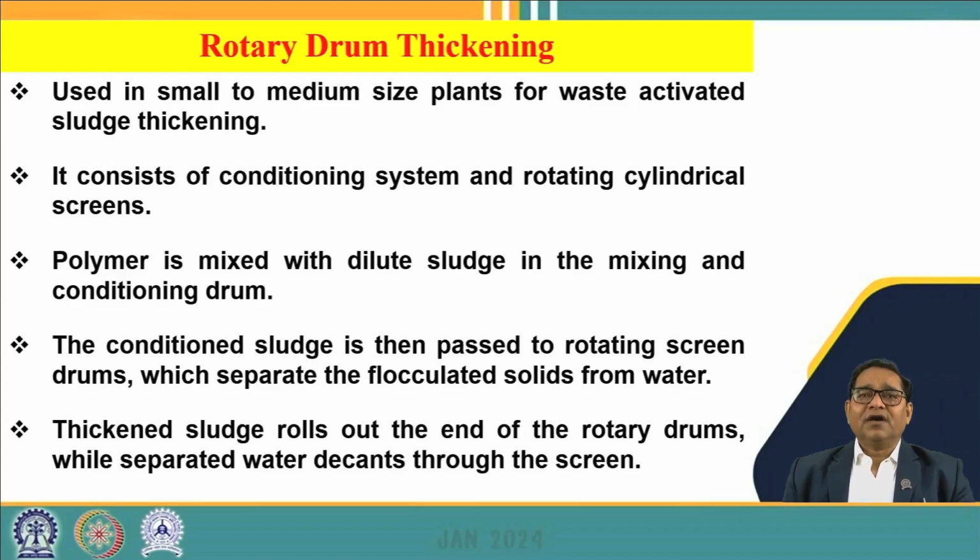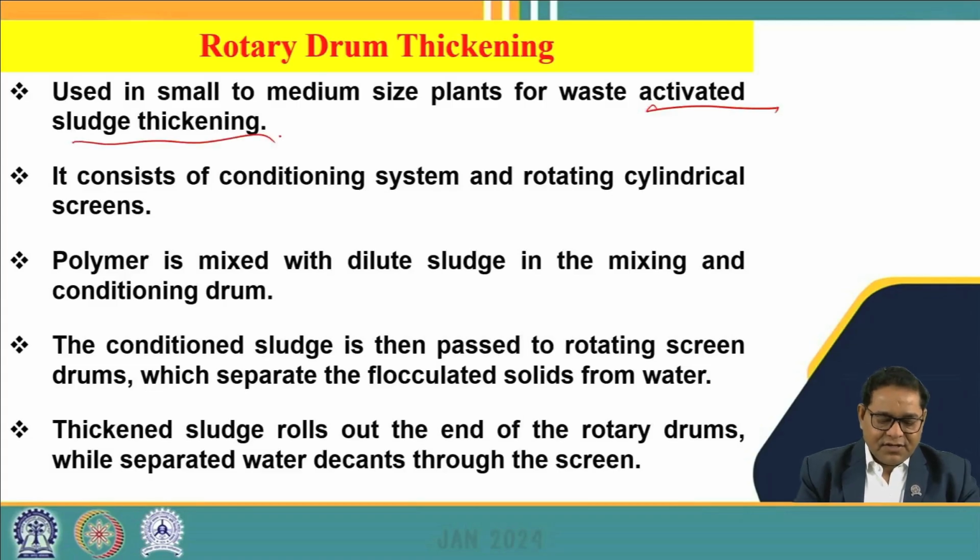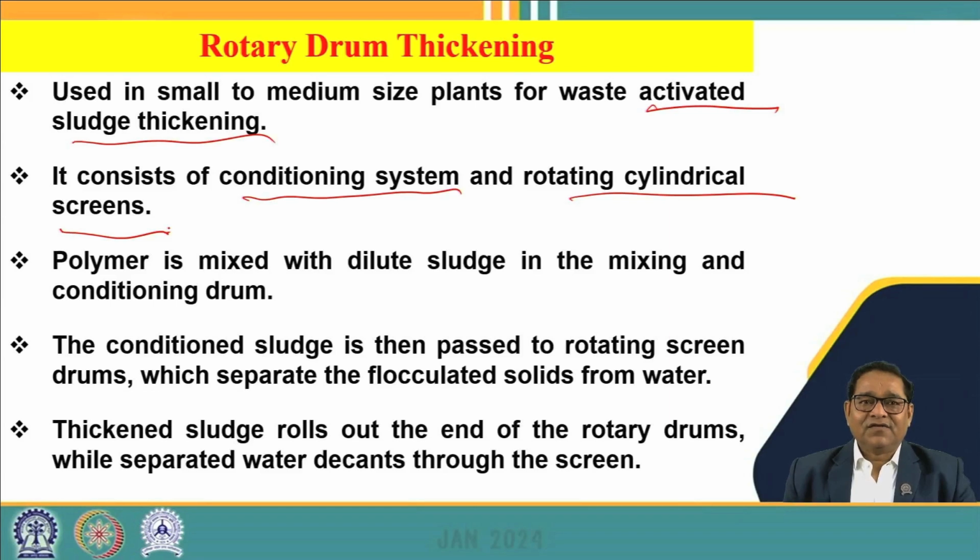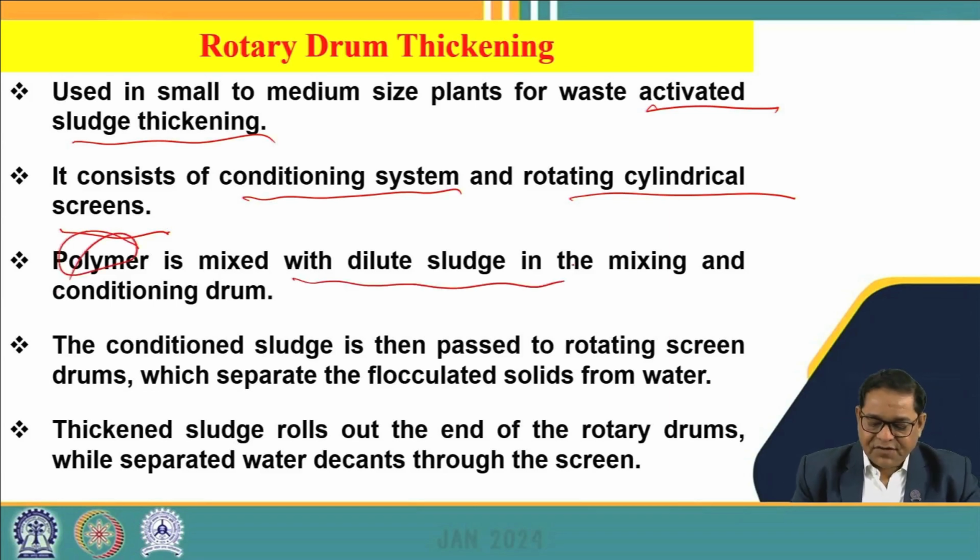And then this is a rotary drum type thickener. This is used for small to medium size plants and is mostly suitable for the activated sludge thickening process. Basically it consists of a conditioning system and then rotating cylinders which are used as a screen to remove the water from the sludge mass. Similar to the belt type thickener, here also polymers may be mixed with the diluted sludge in the tank, in a conditioning drum.